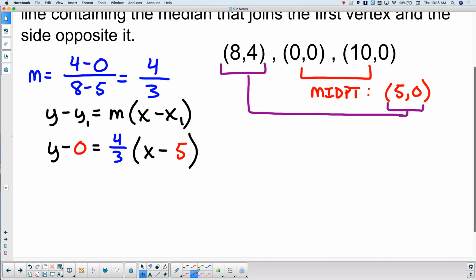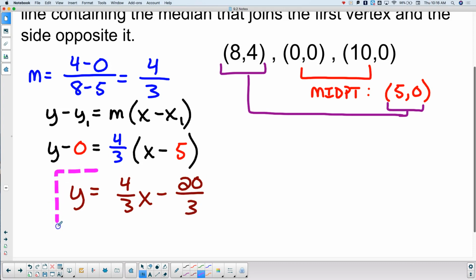I was just going to say get the y by itself, because we want to get y by itself, right? But y is really by itself, because minus 0 is just y. So then this is going to be y equals 4/3 x minus 20/3. Russell, do we like that form? Yes, we do, because it's nice and neat and pretty, just like us. So that's how we do that one. That's it.